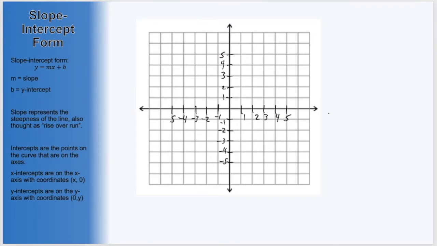Next up, let's understand what we mean by intercept. Recall that our Cartesian coordinate system has an x-axis and a y-axis. Anytime a curve or line touches these axes, we call that an intercept. So for this line here, both of these points would be intercepts. We can also distinguish these intercepts based on which axis the intercept is on. If the intercept is on the x-axis, such as this one right here, we refer to it as an x-intercept.